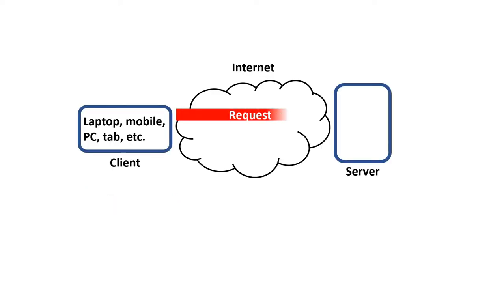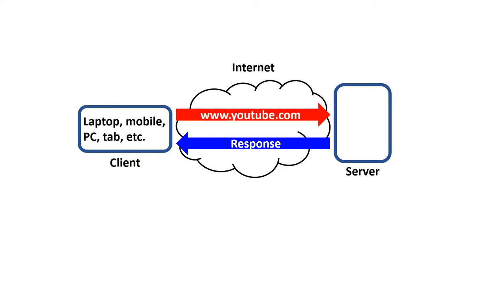As you know, in the client-server setup, the client sends a request to the server and the server responds to the request. When we type www.youtube.com in the address bar of our browser, the browser sends a request over the internet to fetch the home page of YouTube. This request goes to the corresponding web server and the server responds by sending the required page. When this page reaches the browser, it shows it.